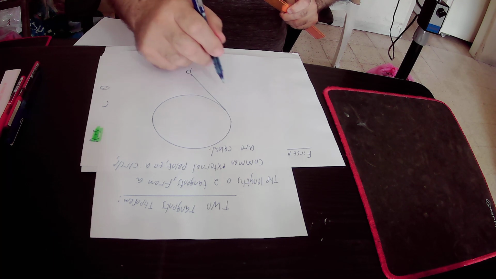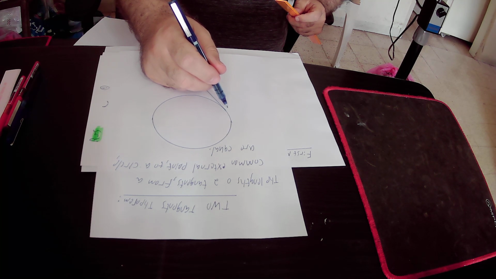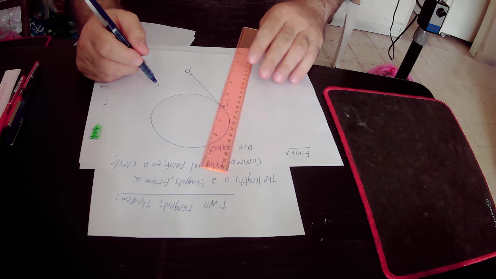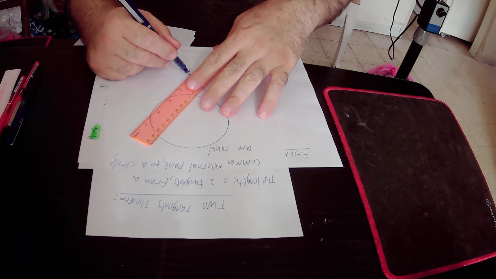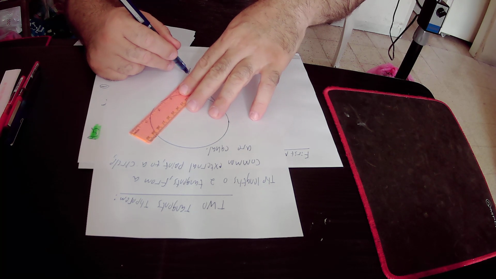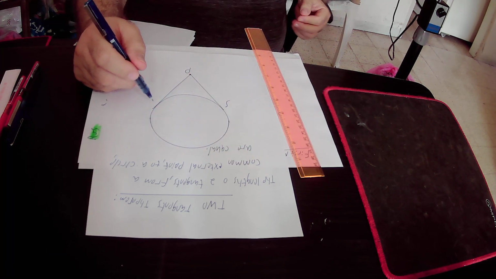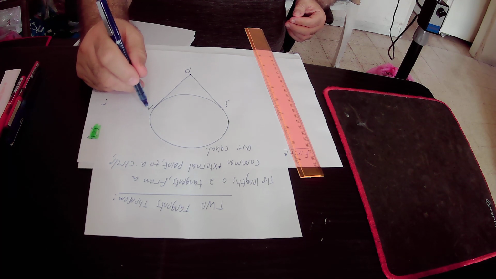So this tangent is tangent to the circle at point S, and we draw also the second tangent from point P to the circle. This is the second tangent. The touching point between this tangent and the circle will be defined as point M.